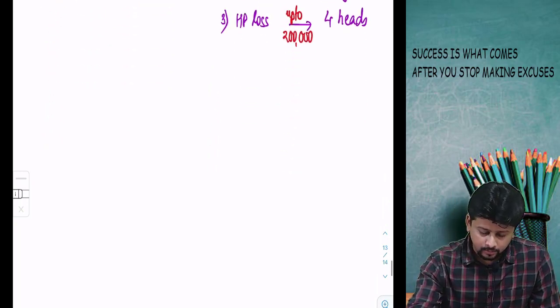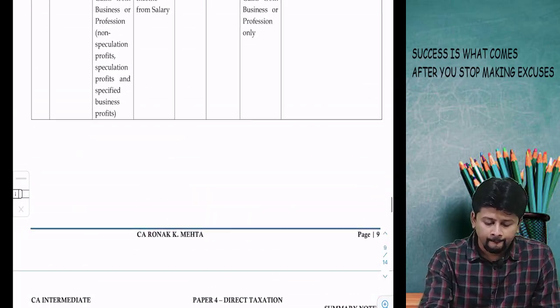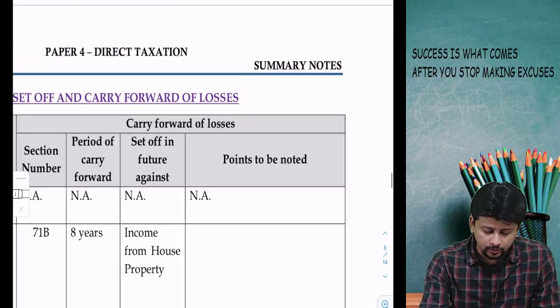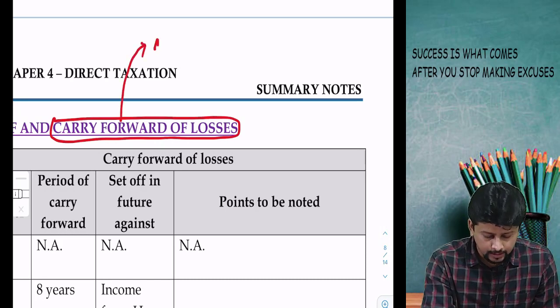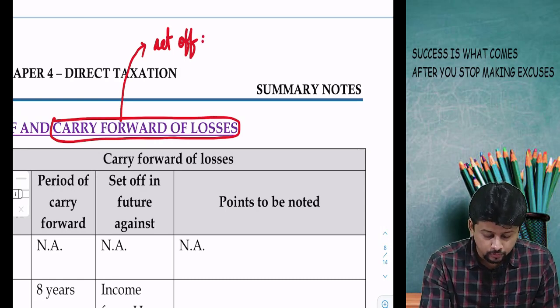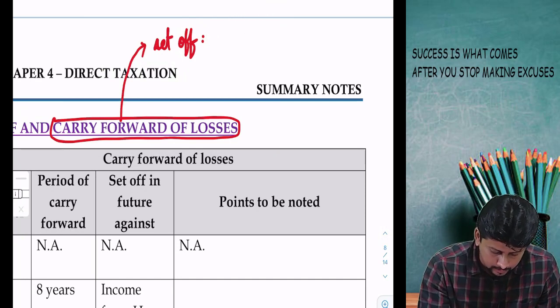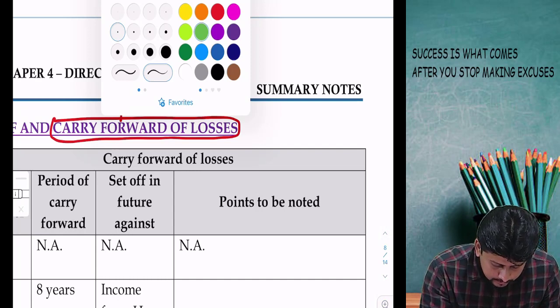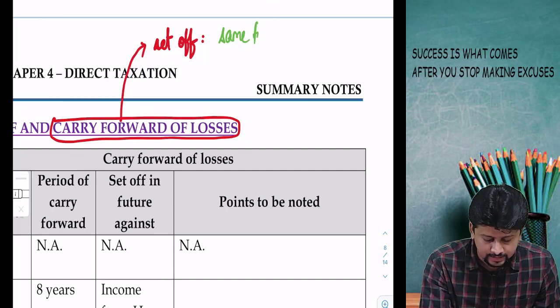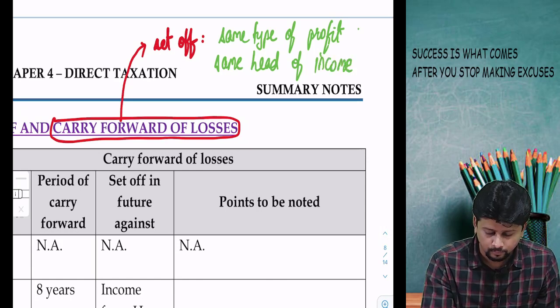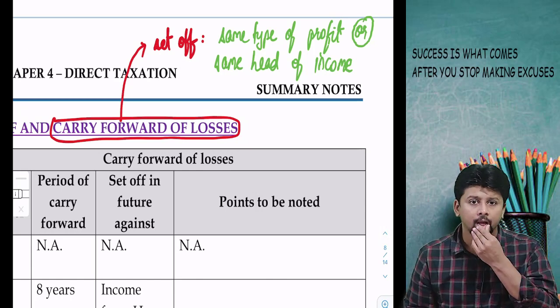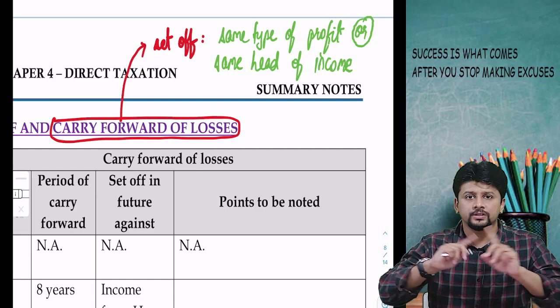And when it comes to carry forward, concepts are actually very simple. For carry forward, I'll give you a small hint to focus on. When you talk of carry forward of losses, remember those losses will be carried forward. In future, they will be set off. So the rule is that they will be set off against same type of profit, or I can write down same head of income. Carry forward losses, there is no concept of inter head.